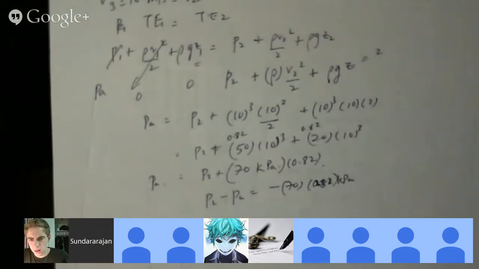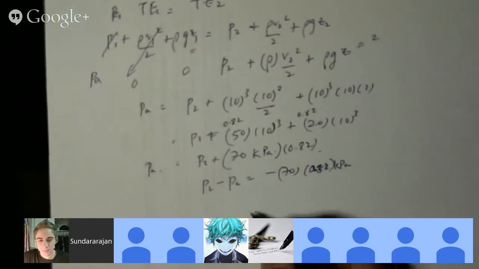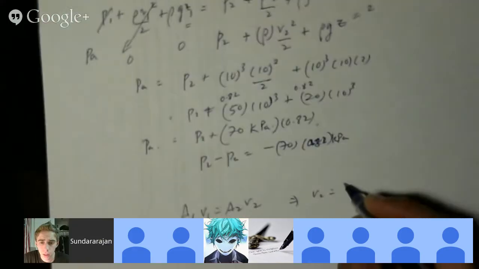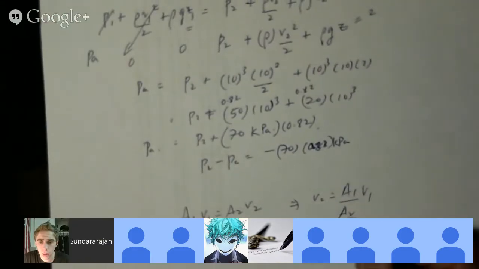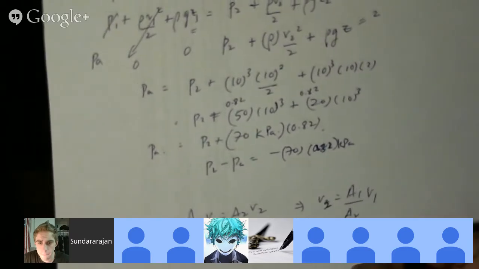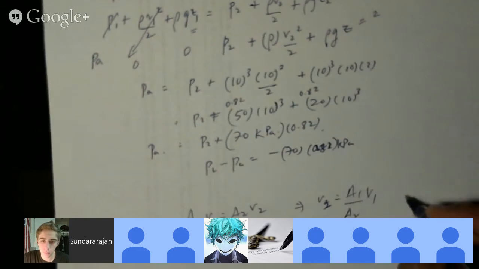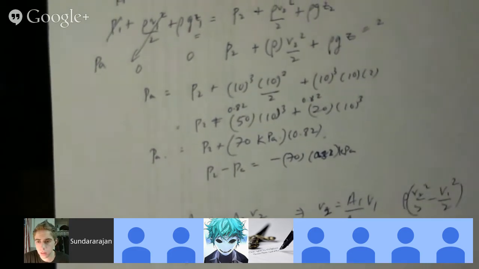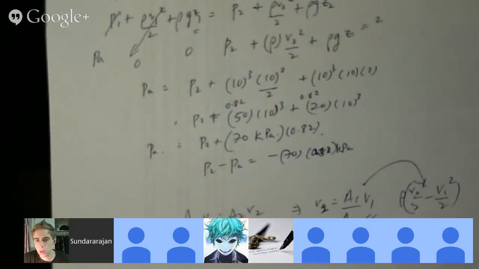I think you're overthinking this. I probably am. A1 V1 equals A2 V2, right? Yeah. So V2 is equal to A1 over A2 times V1. That's all, that's the relationship. Oh, that's all it is? Yeah. So then you have a term like this on one side of the equation. Plug that in there and you'll get it in terms of V1. Then you can solve for V1.